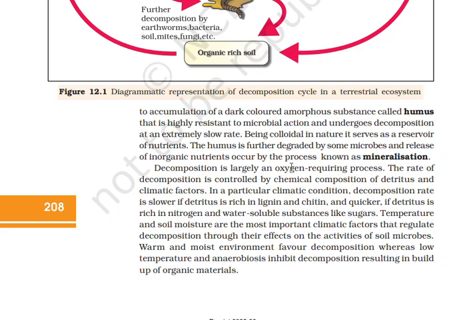Decomposition is largely an oxygen requiring process. The rate of decomposition is controlled by chemical composition of detritus and climatic factors. In a particular climatic condition, decomposition rate is slower if detritus is rich in lignin and chitin, and quicker if detritus is rich in nitrogen and water-soluble substances like sugar. Temperature and soil moisture are the important climatic factors that regulate decomposition through their effects on the activities of soil microbes. Warm and moist environment favors decomposition, whereas low temperature and anaerobiosis inhibit decomposition, resulting in buildup of organic materials.